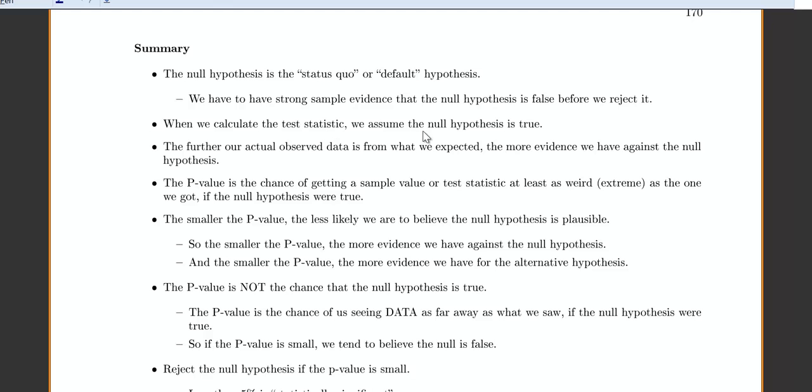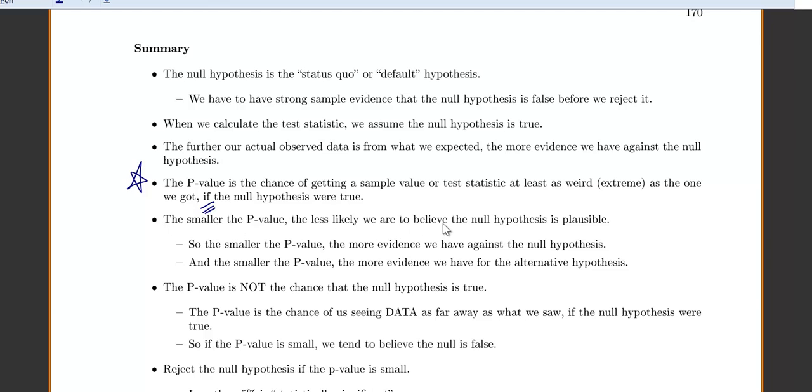When you calculate the test statistic, we assume that the null hypothesis is true. Now, the further our actual observed data is from what we expect, the more evidence we have against the null hypothesis. The p-value, it's always good to know the interpretation of the p-value. The p-value is the chance of getting a sample value, or your test statistic, depending on what you want to talk about, at least as weird, meaning extreme, as the one we got if the null hypothesis were true. So big if there.